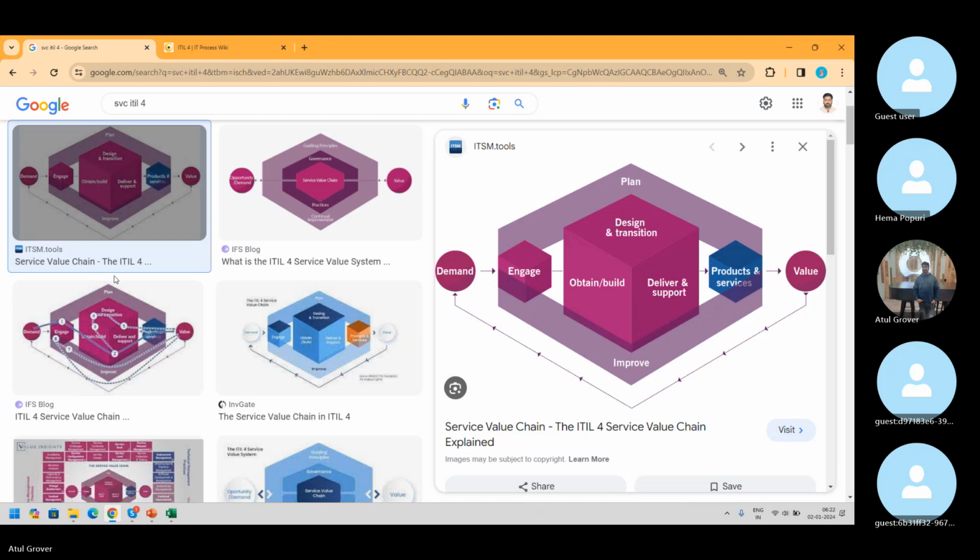But in the software development life cycle, we have 5 stages or 4 stages: plan, build, code, deploy, test and deploy, all these things will be there. ITIL says, boss, we have to consider those factors as well.